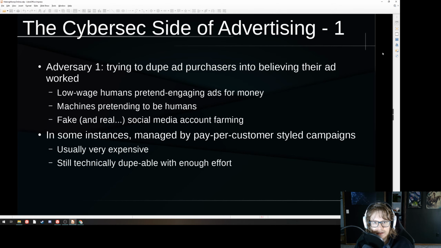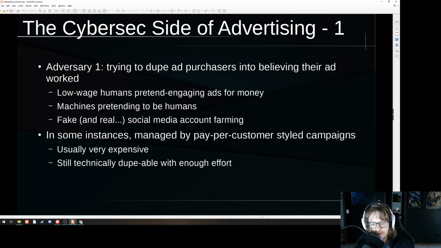All right, let's look at the different cybersecurity scenarios that often happen in the advertising industry. So this was a big deal when advertising first started, and it remains a big deal today, but less so. And that is trying to dupe your ad purchasers into believing that their ad worked. Essentially, the biggest market for this was, and always has been, tricking AdSense into thinking that people are actually visiting your crappy website and clicking on the ads. Remember, AdSense pays out for everybody that looks at your ads, so you want to trick Google into thinking that people have looked at your ads and generate a revenue that way. That's the most fundamental version of this scam.